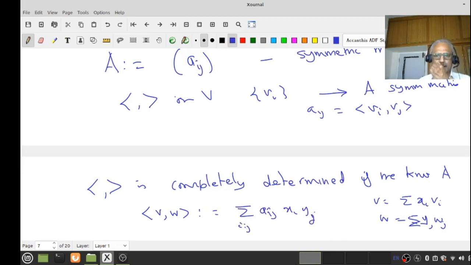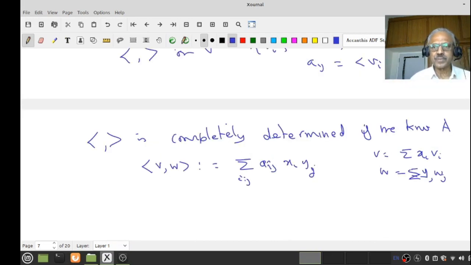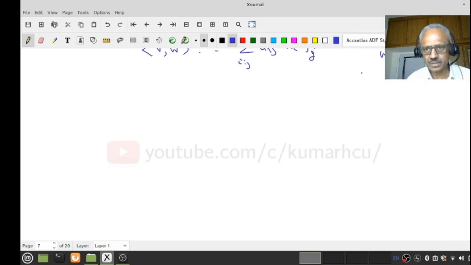You follow that? Okay, this is the first step. Given any inner product on a finite dimensional vector space over R, if you have fixed a basis, the inner product is completely determined by a symmetric matrix. How is the symmetric matrix decided? The ijth entry is the inner product of the ith basic vector with the jth basic vector. Are you comfortable? Okay.